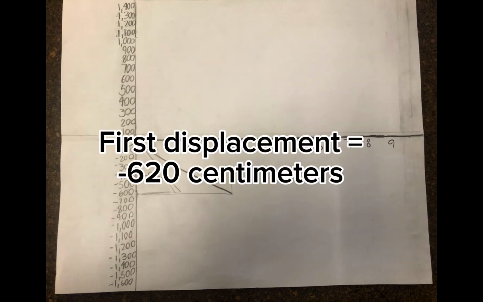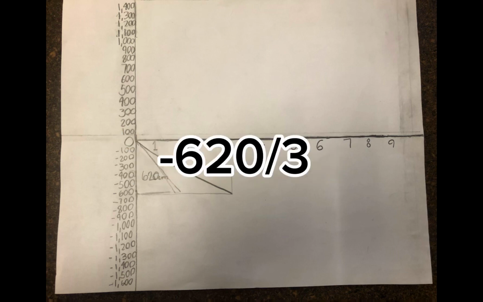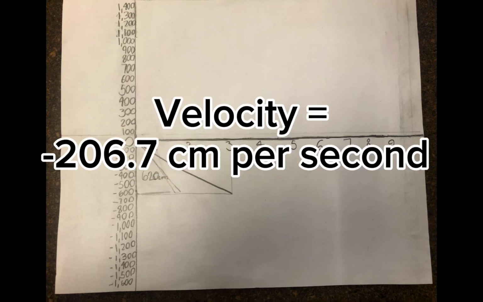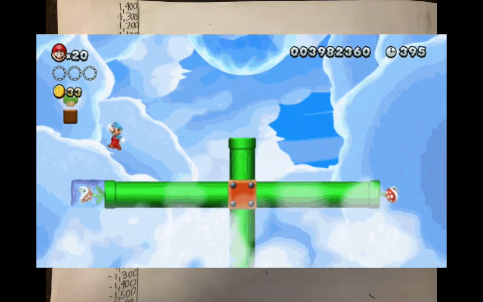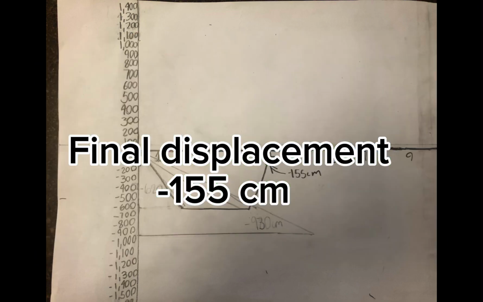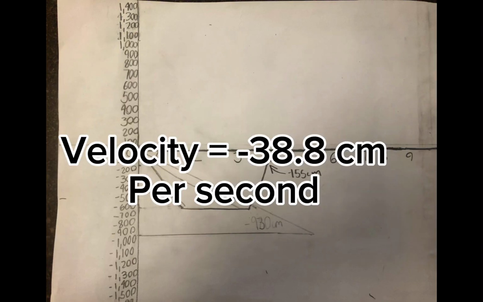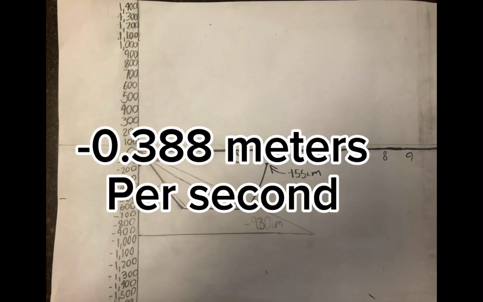He moves his first displacement was -620 centimeters in 3 seconds. So we divide those two. He's -267 centimeters per second. In this video, Mario jumps back, hits the block, gets the mushroom. Alright, so his final displacement is going to be -155 centimeters in 4 seconds. His final velocity is going to be -3.88 meters per second.